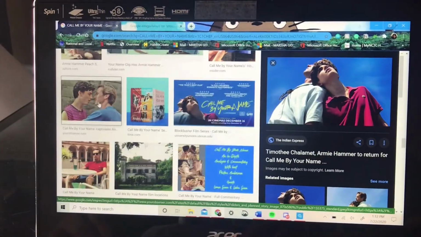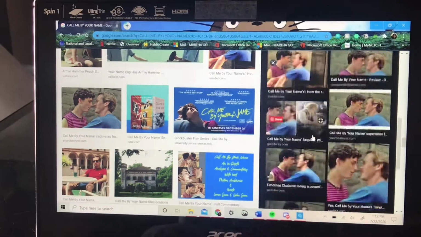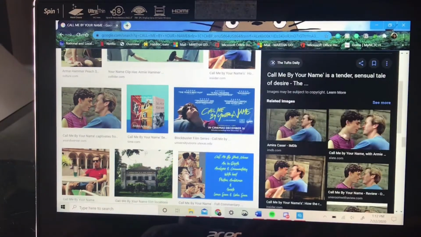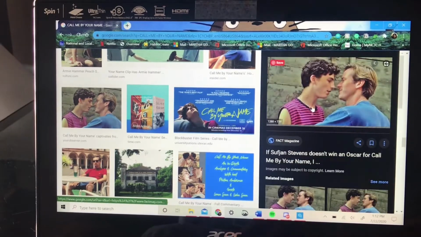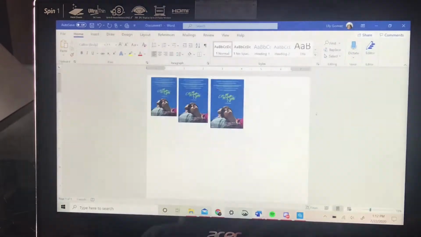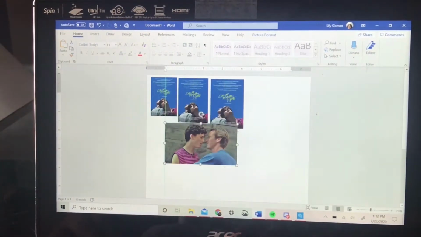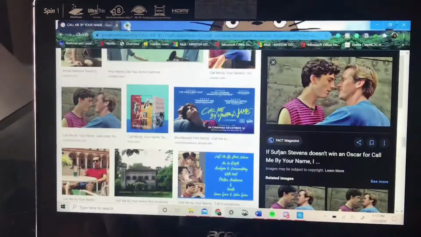For this movie, it did take me a while to find a picture I liked, but eventually I settled on this picture of one of my favorite moments in the movie. I like to dub it the scene where Oliver realizes he's in love with Elio, and it is one of my favorite movie scenes in this movie. Again, I just try to find the picture with the highest quality possible, and I am also duplicating the picture but making it a little bigger.